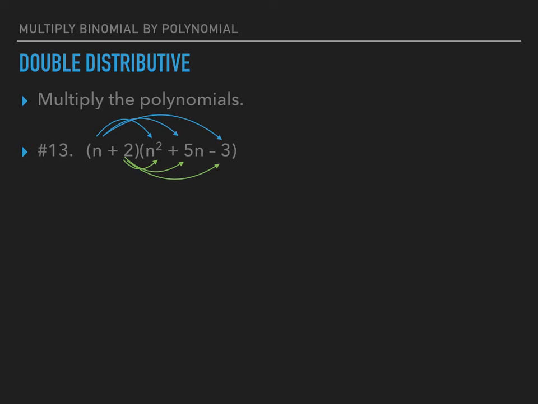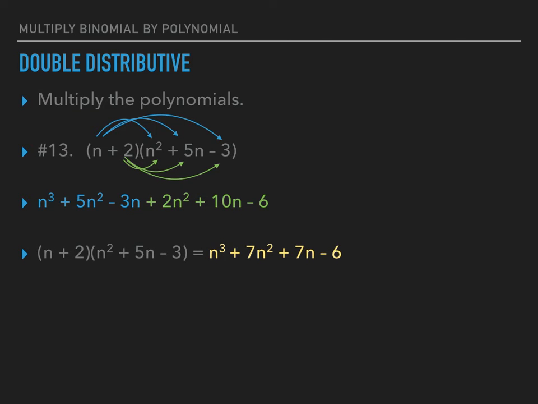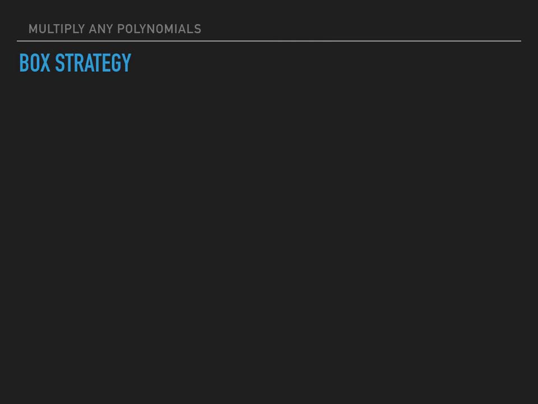So from the n times the polynomial, I get n cubed plus 5n squared minus 3n. And then when I multiply the 2 3 times over, I get plus 2n squared plus 10n minus 6. I'm going to combine my like terms. My final answer will be a cubic polynomial with 4 terms, n cubed plus 7n squared plus 7n minus 6. Right, the last strategy is often a crowd favorite, the box strategy.